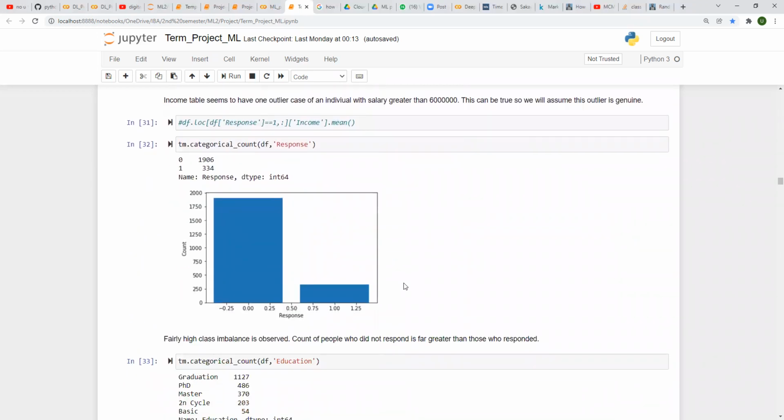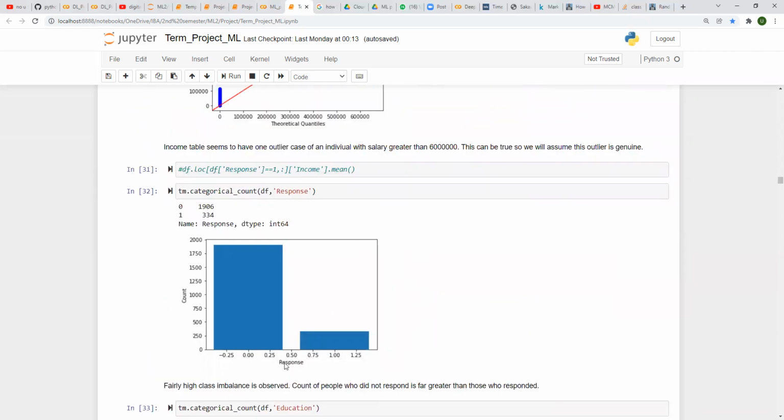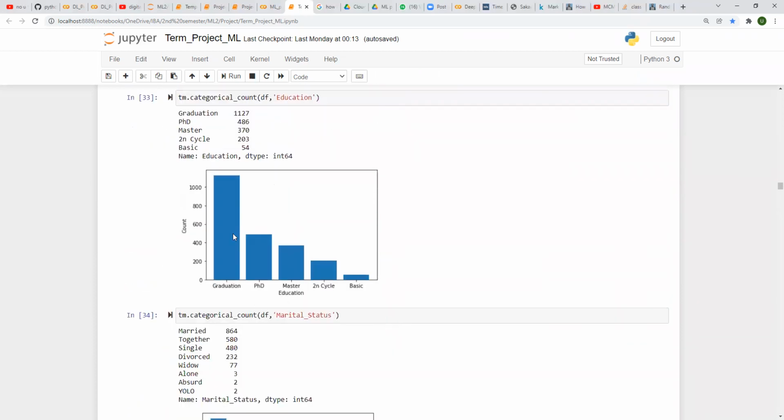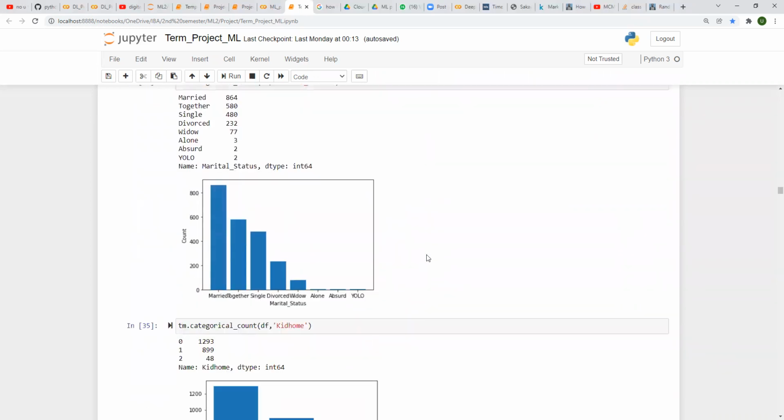And then these are the graphs of the categorical columns. This is the target column, by the way. We can see that there's a huge imbalance between the classes. People who did not respond are far too many compared to people who did. And the same goes for the categorical counts of other categorical columns as well.